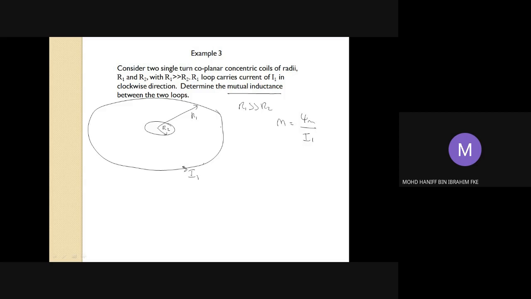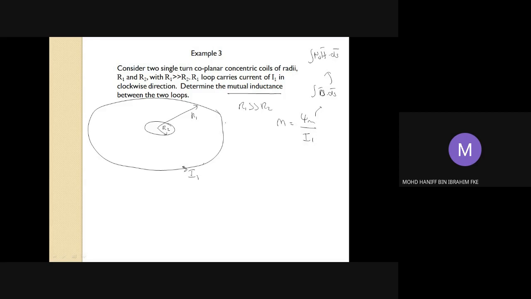Okay, so we need to find the flux amount, which is based on the equation B dot ds, where B is mu not H. So we need information about the H field before we can find the flux. This is clearly shown from this equation.